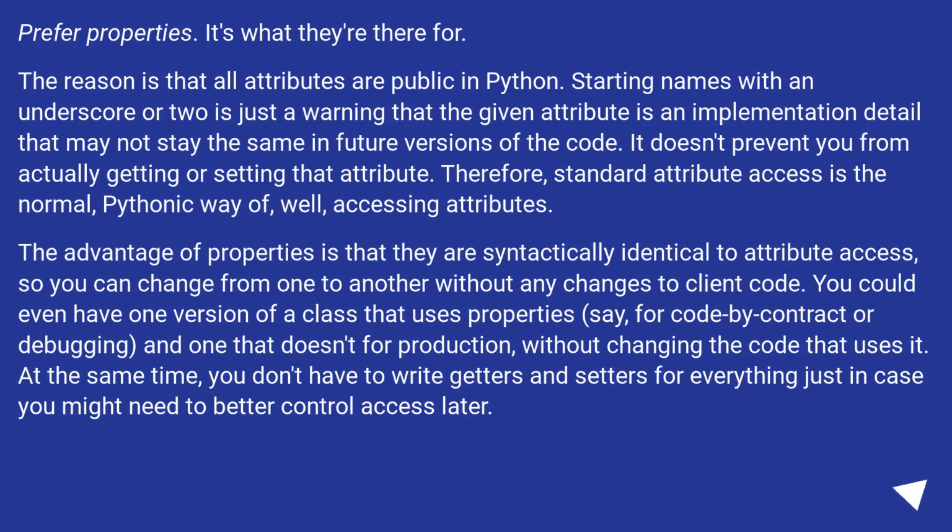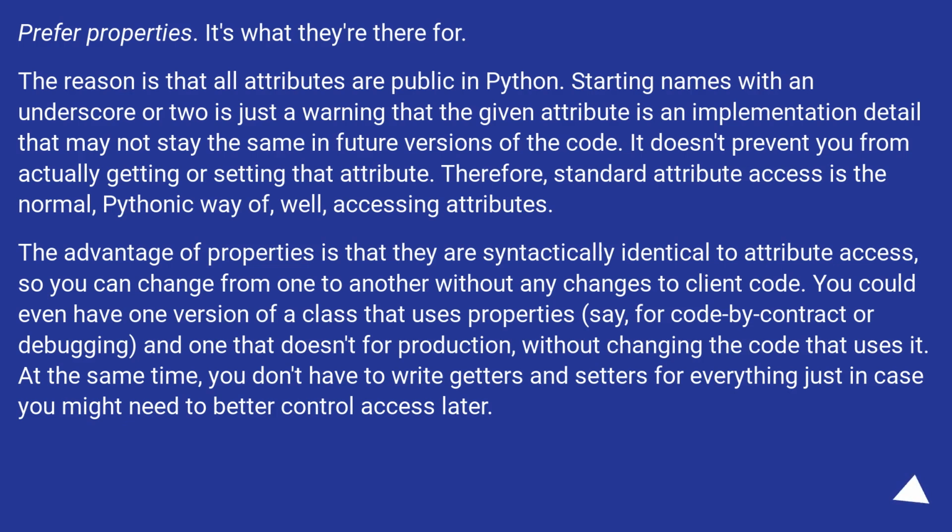Prefer properties. It's what they're there for. The reason is that all attributes are public in Python. Starting names with an underscore or two is just a warning that the given attribute is an implementation detail that may not stay the same in future versions of the code. It doesn't prevent you from actually getting or setting that attribute. Therefore, standard attribute access is the normal, Pythonic way of accessing attributes.